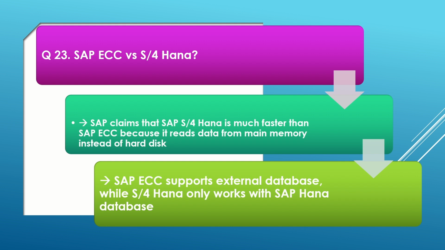Question number 23. Comparison between SAP ECC and S4HANA. S4HANA is the latest SAP version. S4HANA is much more advanced than SAP ECC. SAP claims that SAP S4HANA is much faster than SAP ECC because it reads data from main memory instead of hard disk. The difference between ECC and S4HANA is that SAP ECC supports external databases, while S4HANA only works with the SAP HANA database. S4HANA will not support external databases.